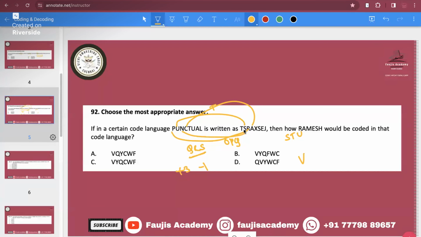Plus 3, R, S, T, U. Okay. So W, X, Y. Y, then between Z, then comes your A. Right? So over here, this A will be replaced with Y. Then M, N, O, P, Q. Okay. M will change like that. E, A, B, C, D, C, D, E. E we need to find.